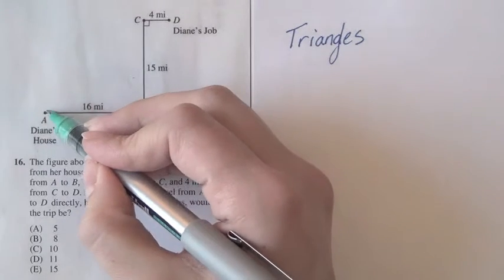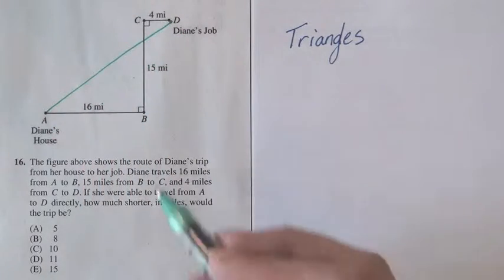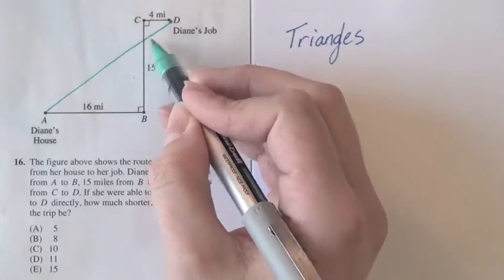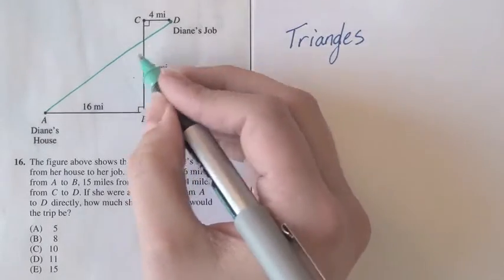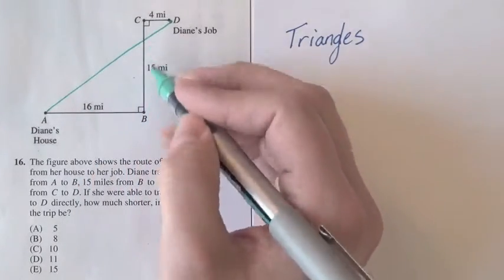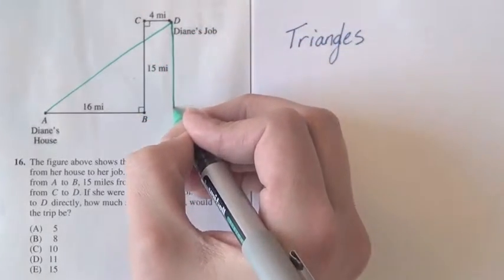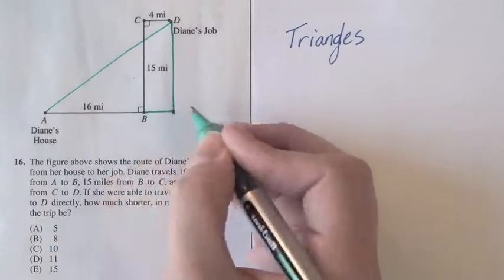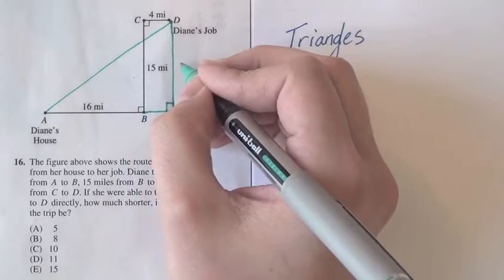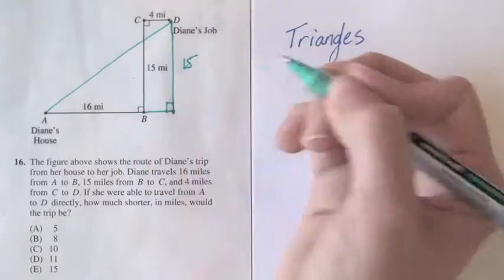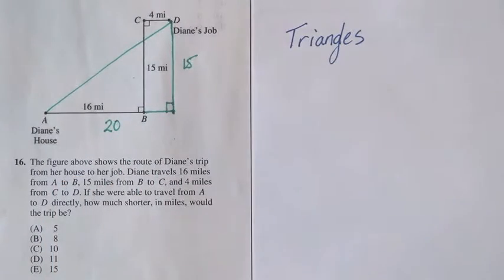So let's draw the distance from A to D. Now you might be tempted to think of this distance as the hypotenuse of this triangle plus the hypotenuse of this triangle, but you run into a lot of trouble trying to split up this 15-mile value into two amounts. The faster way to do this is to just drop this down here and realize that it's the hypotenuse of one big fat triangle that has one leg at 15 and the other leg at 16 plus 4, or 20.